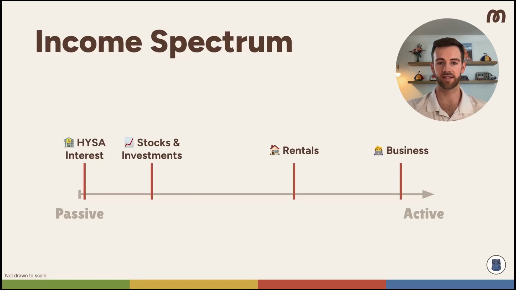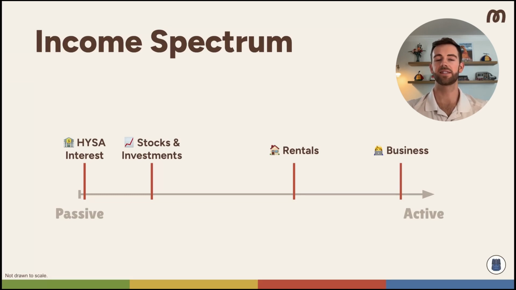Next, you have stocks and investments. They're still very passive. You just might do a little bit more research on choosing what you want to buy. Next up are rental properties. I actually put these pretty close to the active side because it's a lot of work to be managing your own properties. And on the very far right-hand side of this income spectrum is building a business that creates passive income for you in the future, but you still have to do a lot of work to get it set up.